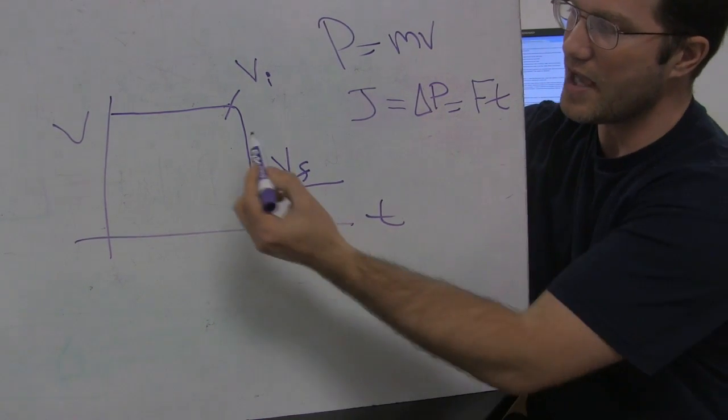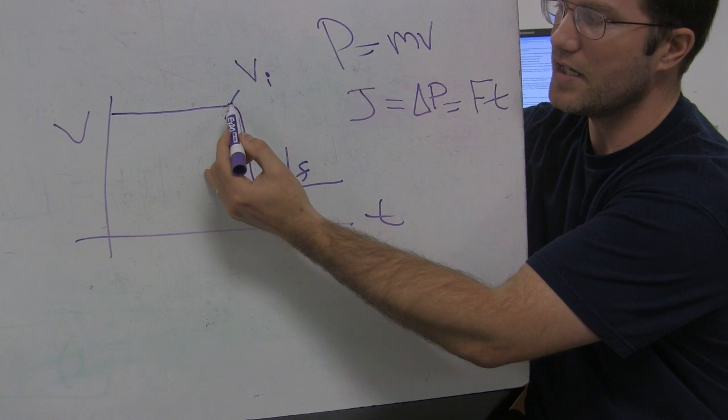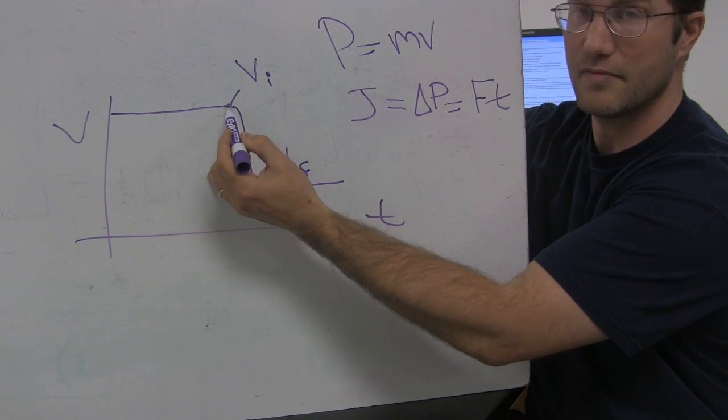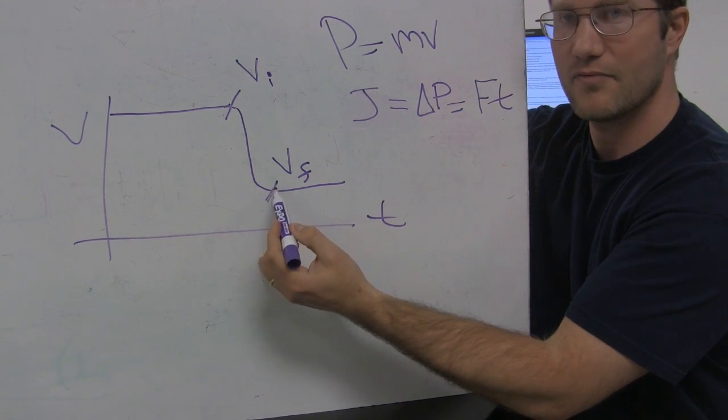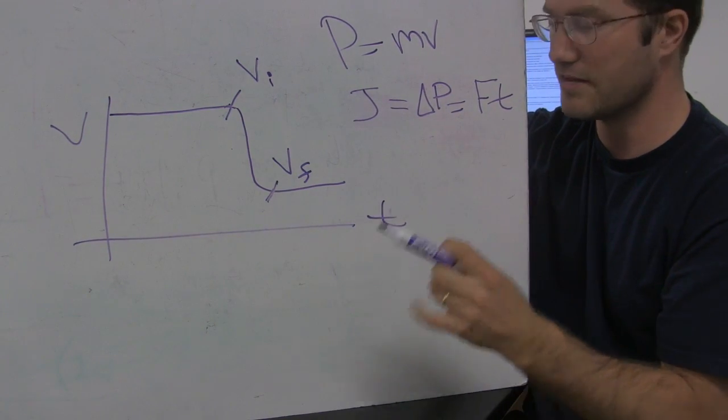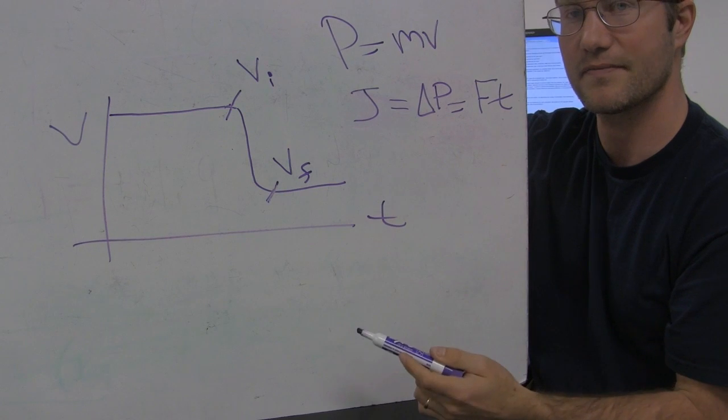So this cart is going from V initial times M1 as its momentum, and it's dropping down to V final times M1. It's experiencing a change in momentum, delta P, which is the impulse.